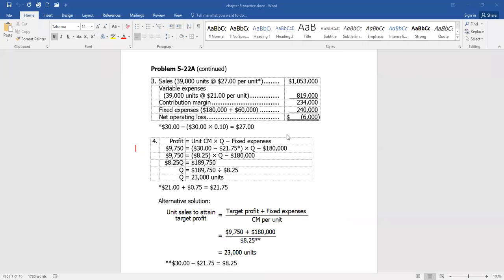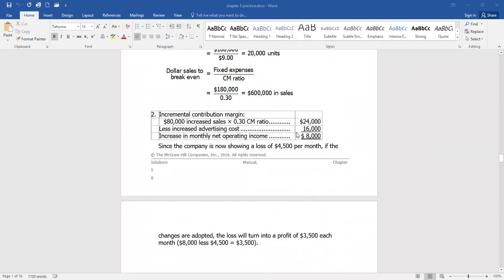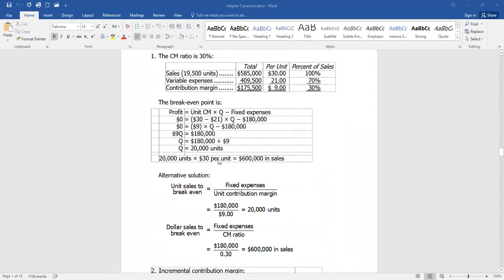Okay, and they say refer to the original data. Well, if you look up here, the original data said, whoops, what are we doing here? Let's see.